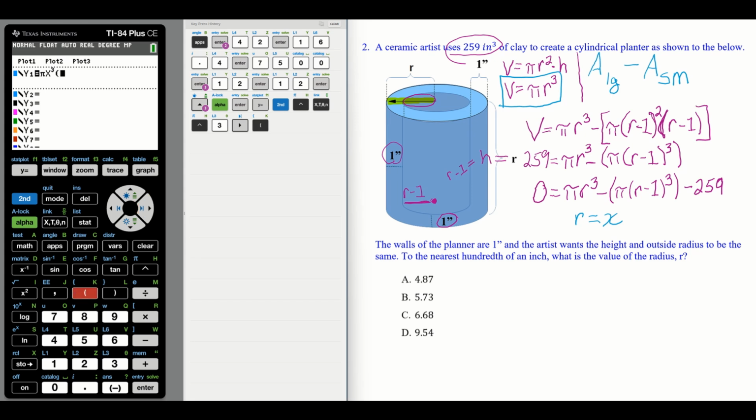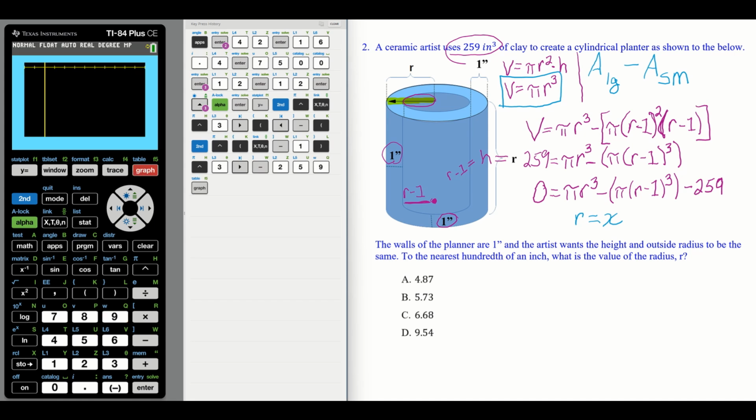Now in parentheses, because we are subtracting, in parentheses, second pi, parentheses again, and that is x. Remember, our r is going to have to be our x, minus 1, close your parentheses, caret up to the third power. You'll have to arrow over, minus 259. Okay, let's graph it. Let's see what we get.